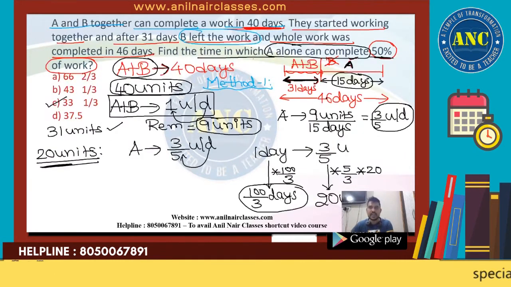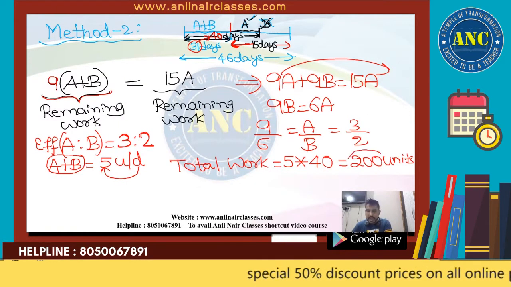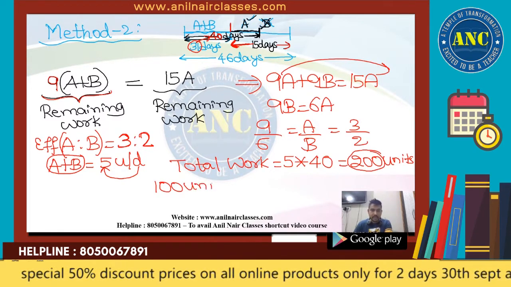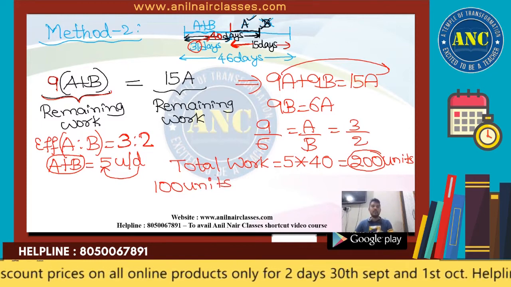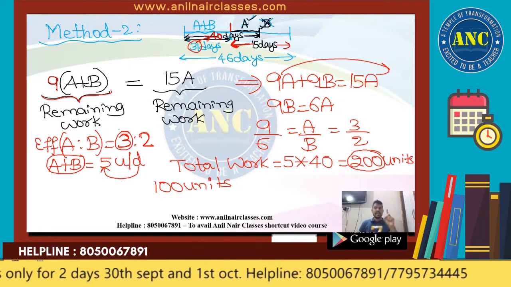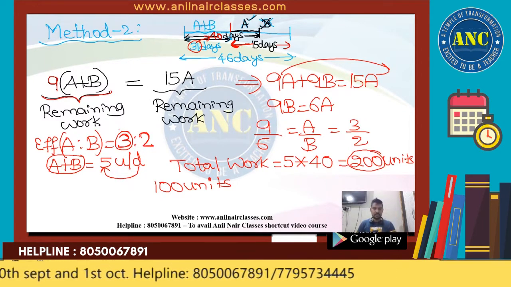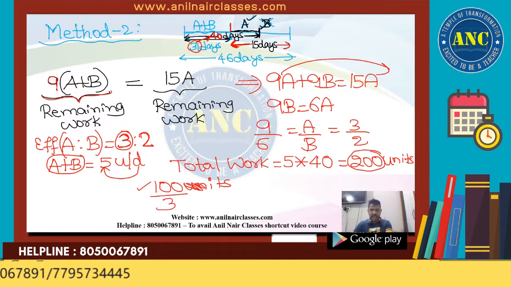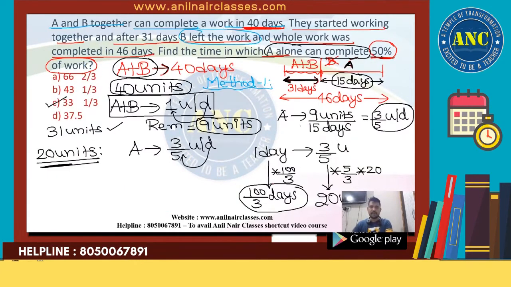And what is the question? A alone to distribute 50% of work, how many days? Total 100% work is 200 units. 50% work is 100 units. To complete 100 units, how many days will A take? A's capacity is 3 units per day. In one day, he will distribute 3. To distribute 100, it is 100 by 3 days. So, the answer for this question is 100 by 3 days, which is absolutely the same thing I got in method 1 also. Where is this? Here, right? 100 by 3 days.